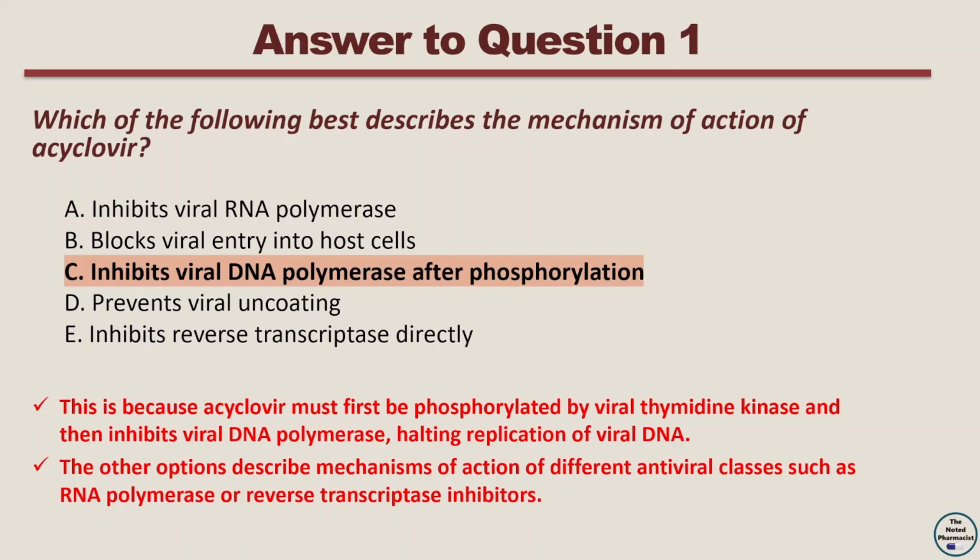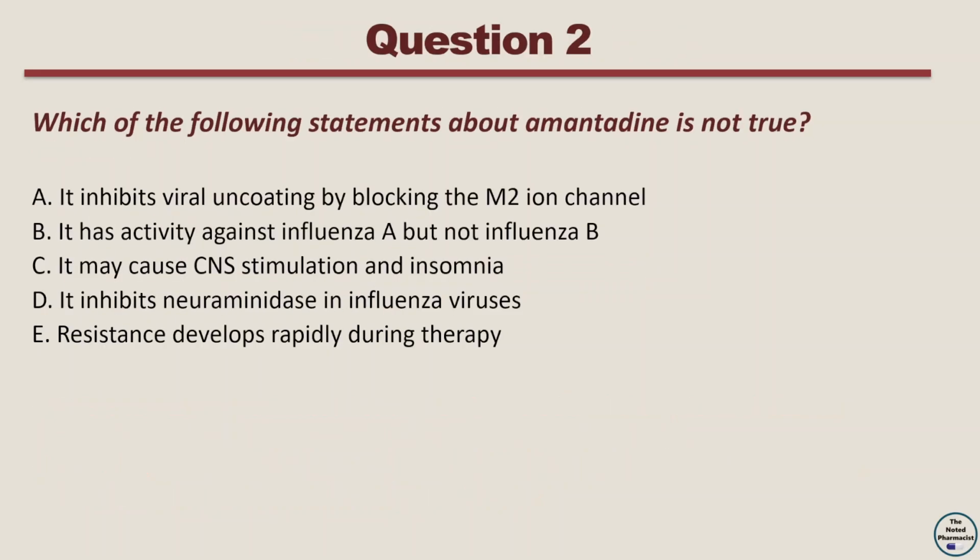transcriptase inhibitors. Question 2. Which of the following statements about amantadine is not true? Option A, it inhibits viral uncoating by blocking the M2 ion channel. Option B, it has activity against influenza A but not influenza B. Option C, it may cause CNS stimulation and insomnia. Option D, it inhibits neuraminidase in influenza viruses. Option E, resistance develops rapidly during therapy.